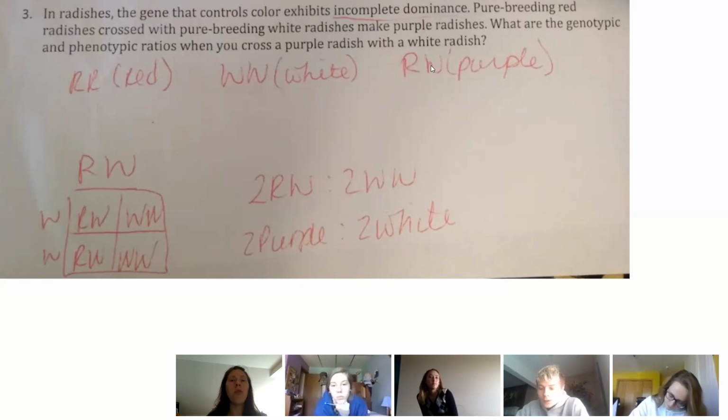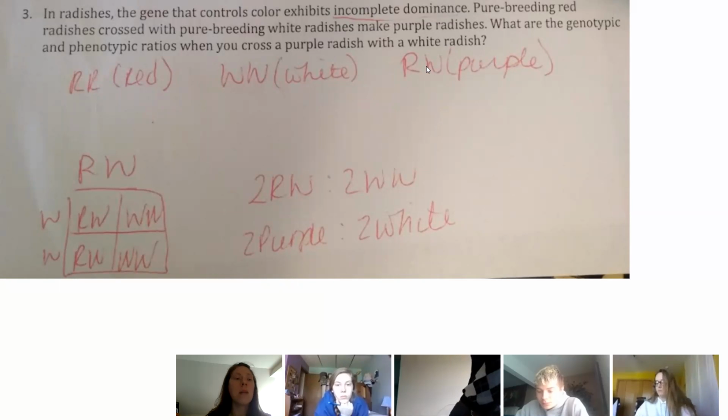The reason why I use 2 capital letters is because that way it reminds me this is not Mendelian inheritance, right? This is different. I wouldn't want to use a big R and a little r, because that might mess up my brain. So I want to use 2 different letters, and I have them both be capital.